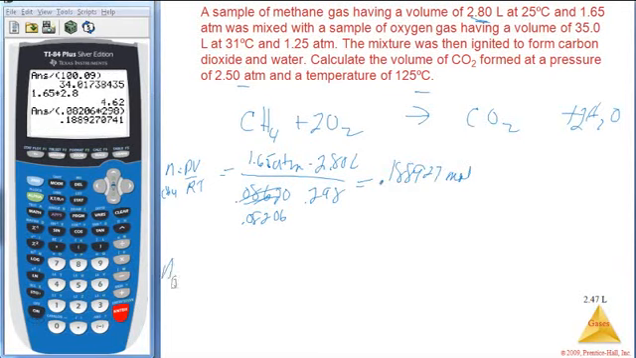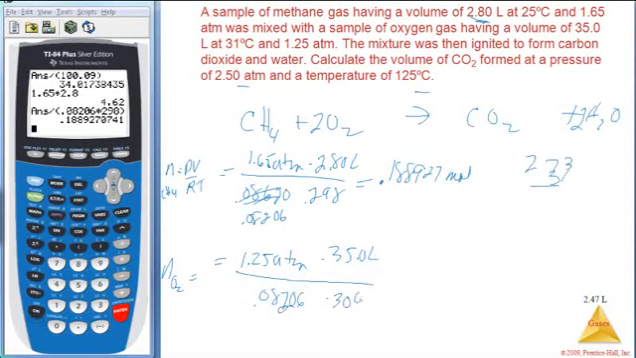So moles of oxygen is going to be PV over RT. Its pressure is 1.25 atm. Its volume is 35 liters. Looks like it's going to be more. Over 0.08206 for my R times my T. The oxygen's at 31, so 31 plus 273 is 304.